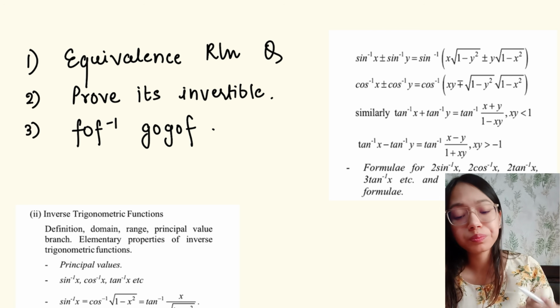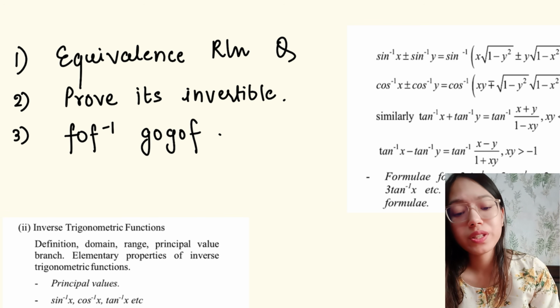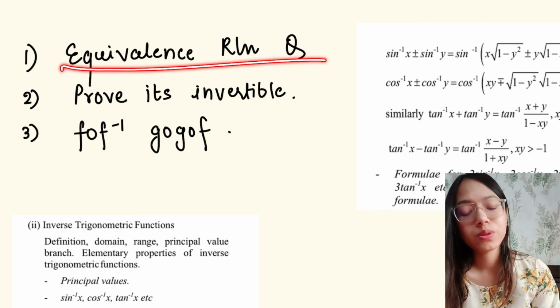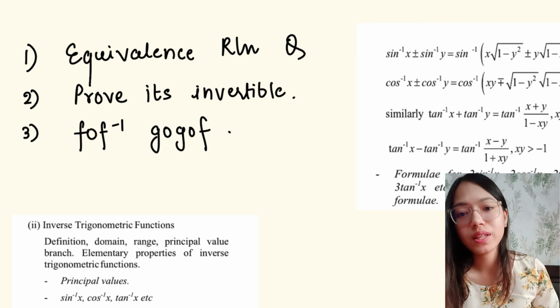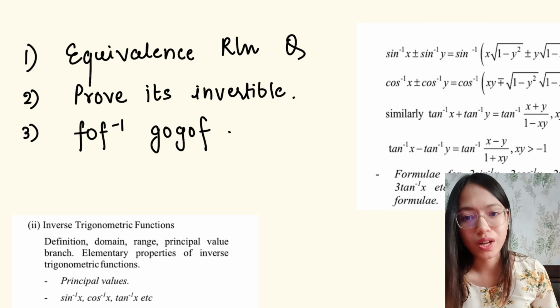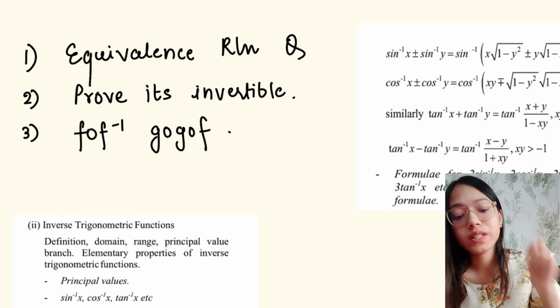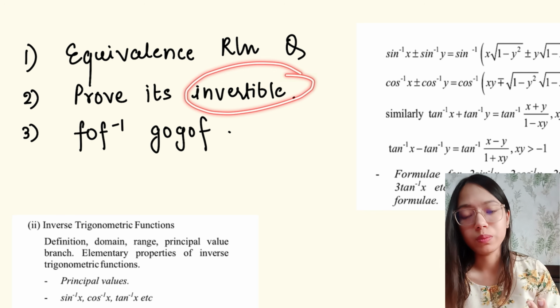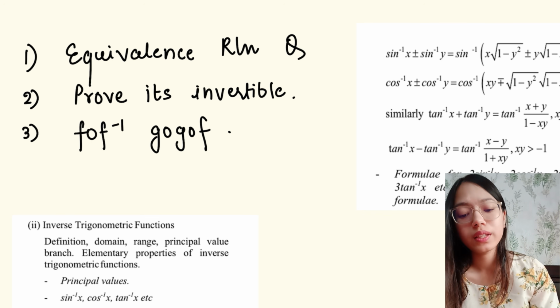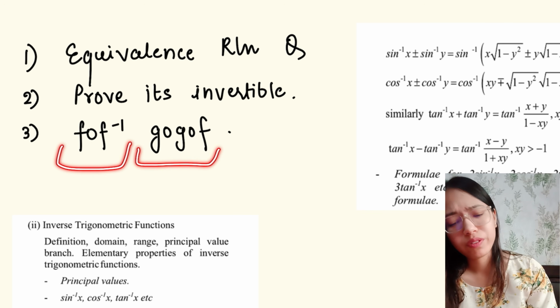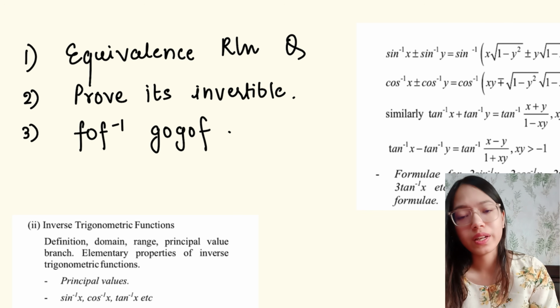So let's begin. First is equivalence relation. So they'll ask you to prove it is equivalence, that is reflexive, symmetric and transitive, right? Then second is prove the function is invertible. This is a frequently asked question. Then FOF inverse or GOF of X and so on.